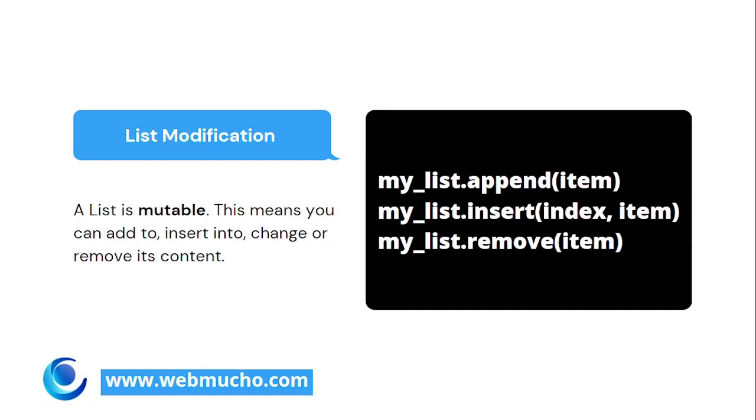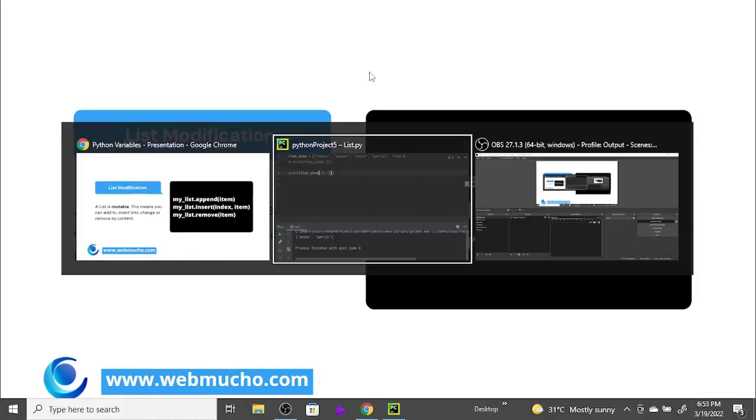So like I told you guys, a list can be modified. Now if a list can be modified, what it basically means is that it is mutable. Mutable means you can change the content, you can add to it, you can remove from it, you can append to it, you can extend it, and there are so many things you can do with that. So a list is mutable. Now let's look at an example.